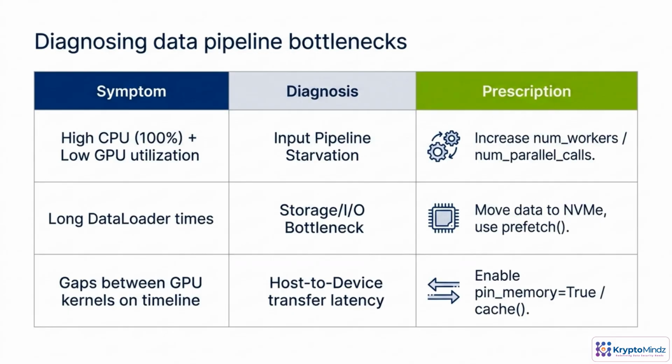When your model feels slow, treat it like debugging a system. Match the symptom to the fix. If your CPU is pegged but the GPU is idle, your input pipeline is starving the accelerator. Add more data loader workers or parallel calls. If data loader steps themselves are long, storage is the bottleneck. Move datasets to fast NVMe and enable prefetch. If you see gaps between GPU kernels, transfers are too slow. Pin host memory and enable caching where possible to smooth those stalls.